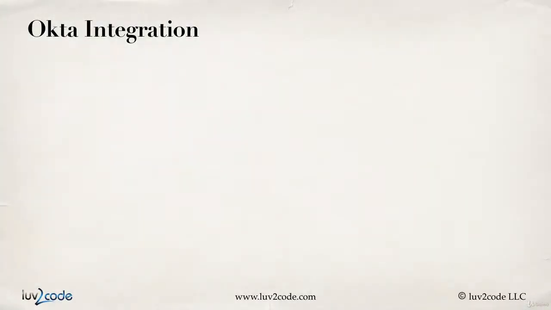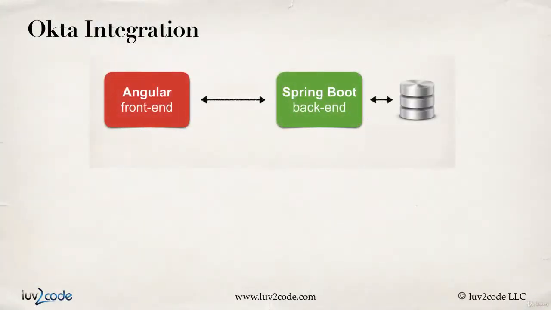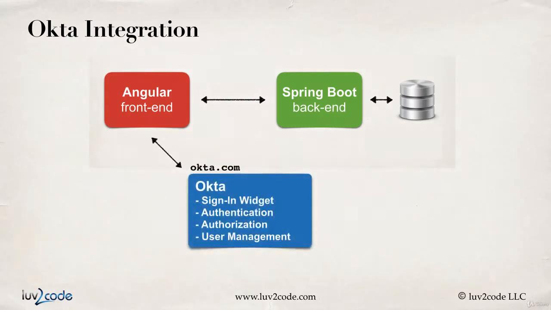Alrighty, so let's look at the Okta integration. We'll have our normal Angular front end and Spring Boot backend that we've already developed, and then we're going to integrate with Okta. Okta will provide a sign-in widget. It'll help us with authentication and authorization, and Okta also provides user management. So our information will be stored at the Okta website, okta.com, and we'll be able to integrate this into our application. And I'll show you all the steps on how to make this integration happen.